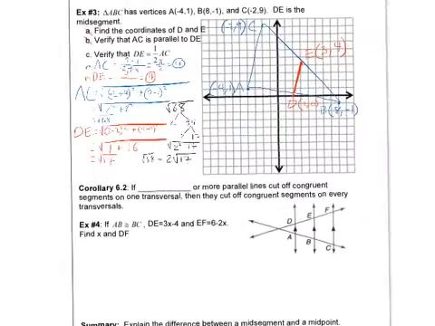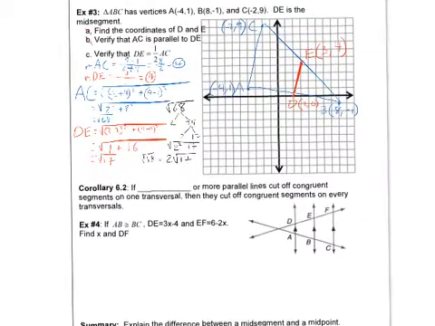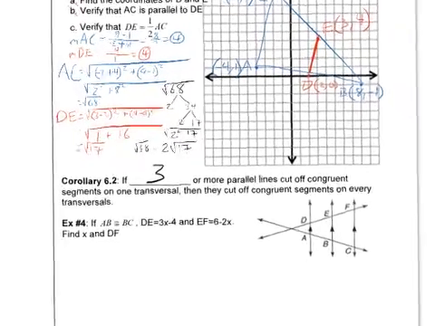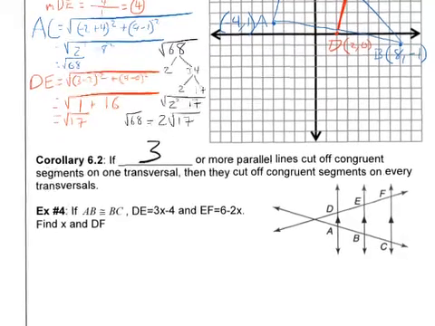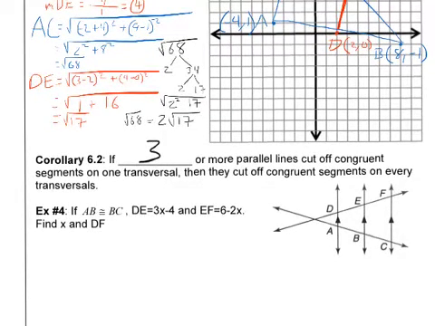Okay, this last one is pretty quick. Let me read it for you, and I'll summarize it. It says, if 3 or more parallel lines cut off congruent segments on one transversal, then they cut off congruent segments on every transversal. So if you have parallel lines, and you have any line going through them where it makes congruent segments, so we know that AB is congruent to BC.